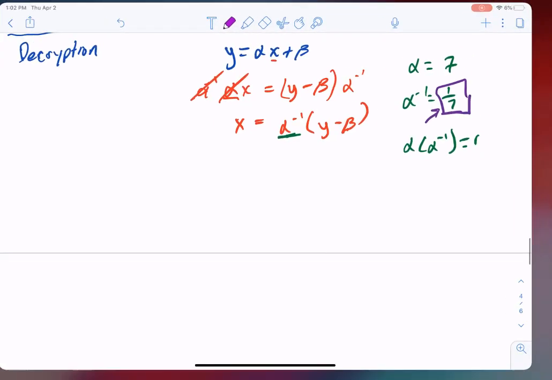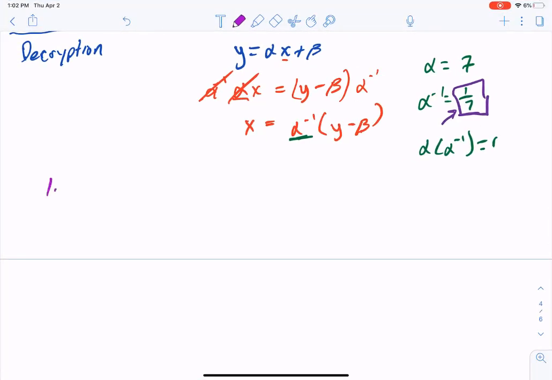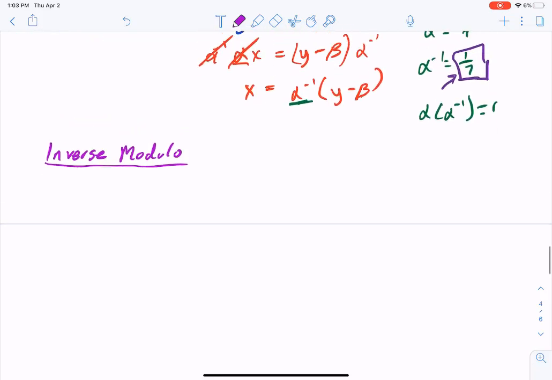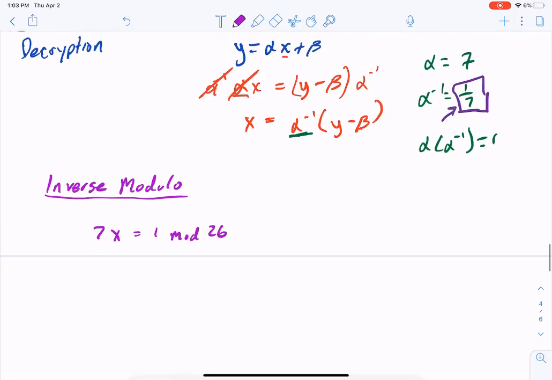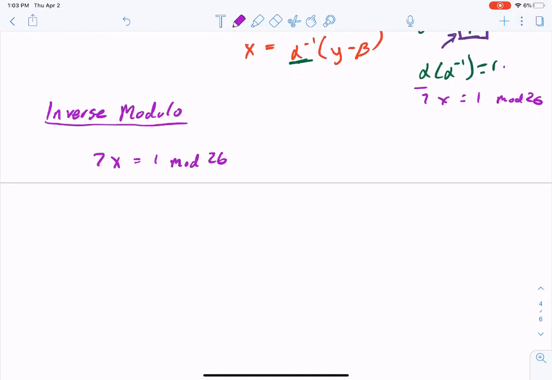So here's what we're going to do. We're going to find the inverse modulo, which is the hard part. And I posted some YouTube videos on how to do that on this whole process. But here's what I'm going to do. I'm going to say that 7 times something else is equal to 1 mod 26. And now what I'm going to try to find is what this x is. Okay, that's the inverse modulo. It's what this inverse is.